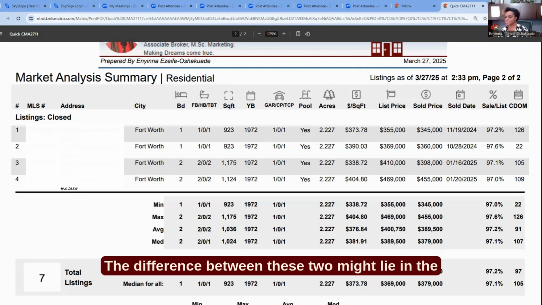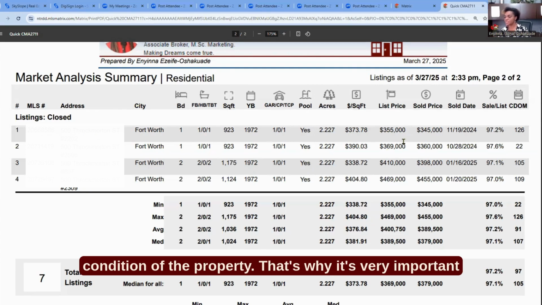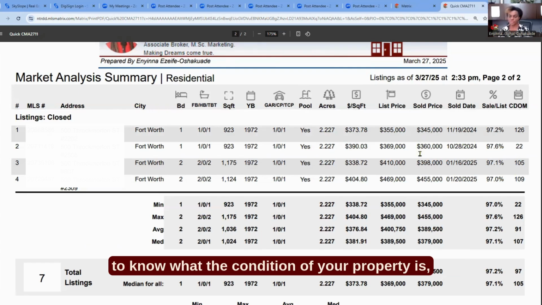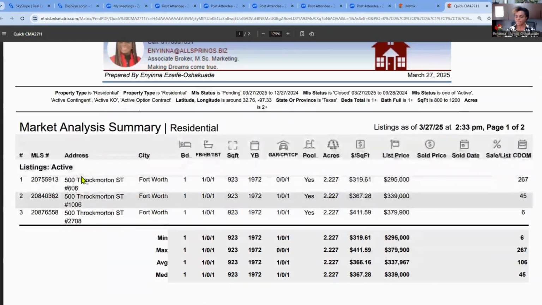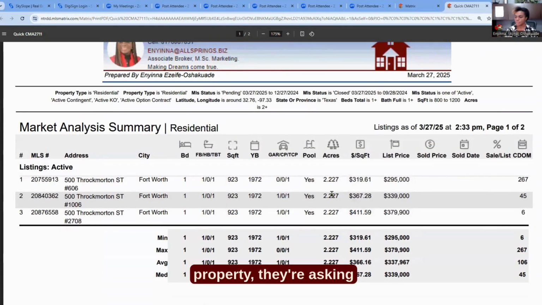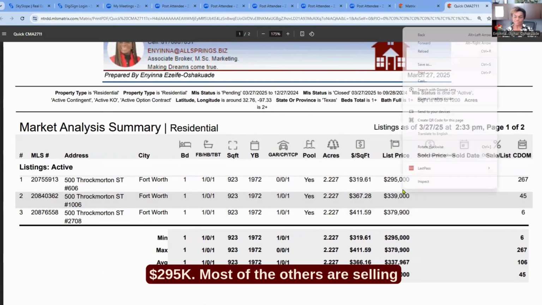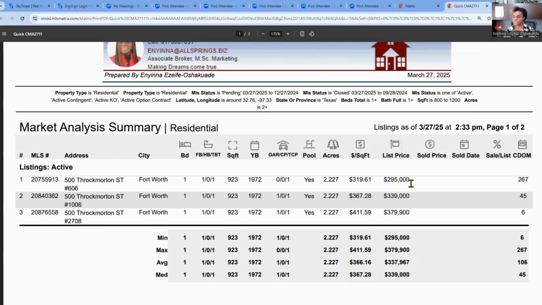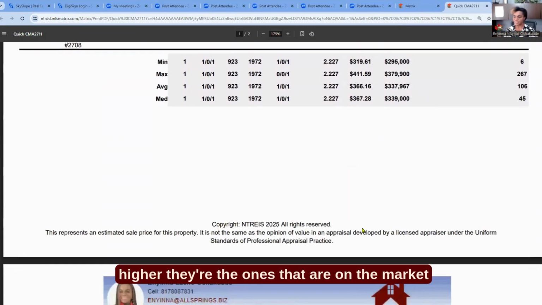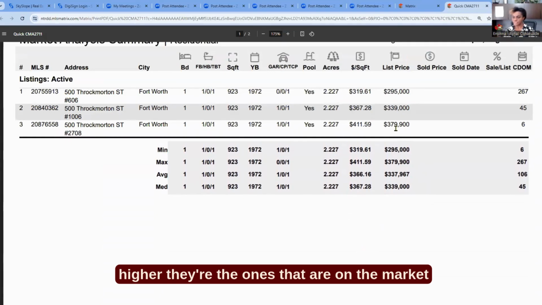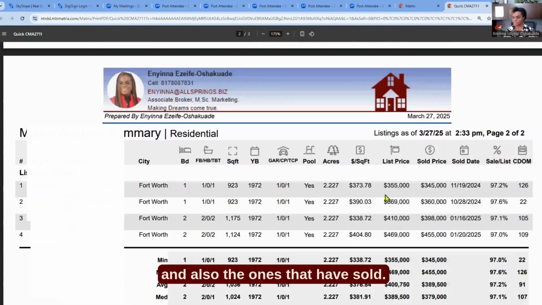Now, the difference between these two might lie in the condition of the property. So that's why it's very important to know what the condition of your property is, so that you can figure out, is it going to be on the lower end or is it going to be on the higher end? From this first property, they're asking 295. Most of the others are selling higher. They're the ones that are on the market, and also the ones that have sold.